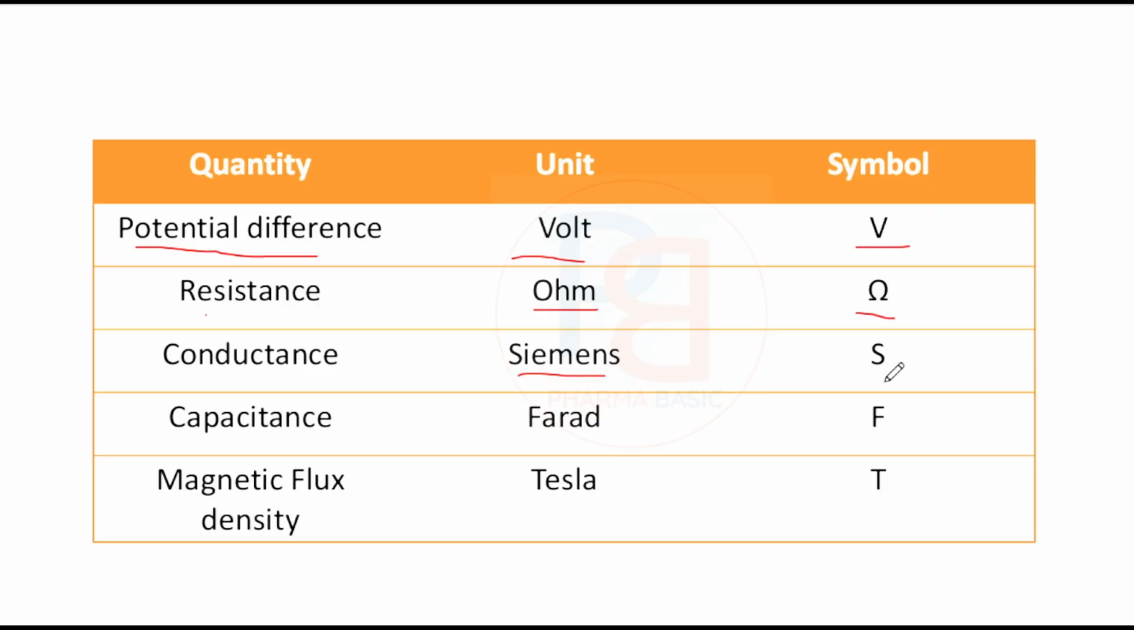Conductance is the reciprocal of resistance, 1 by R. So capacitance. Unit of capacitance is farad and it is denoted by capital F. Unit of magnetic flux density is Tesla and it is denoted by capital T. So these are the few derived SI units for measurements.